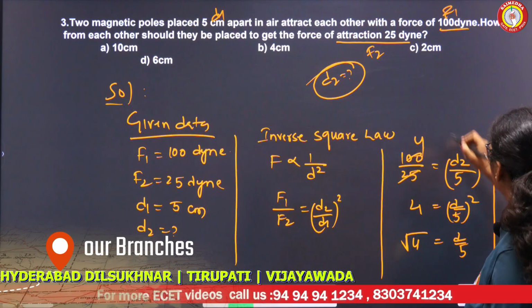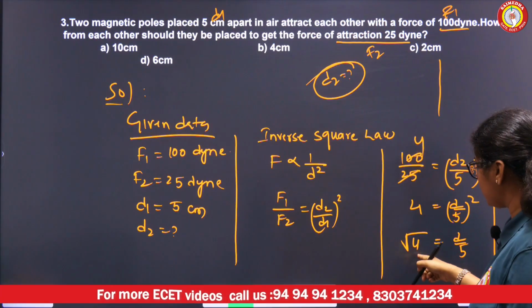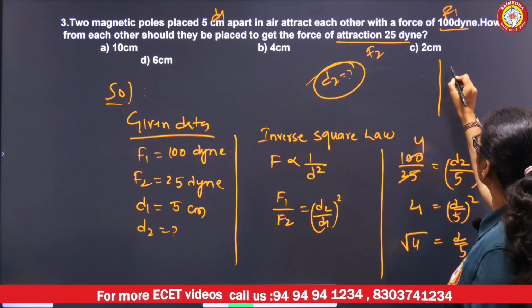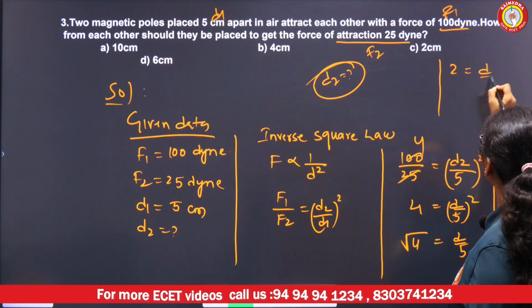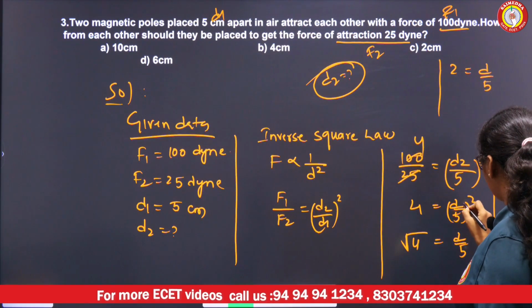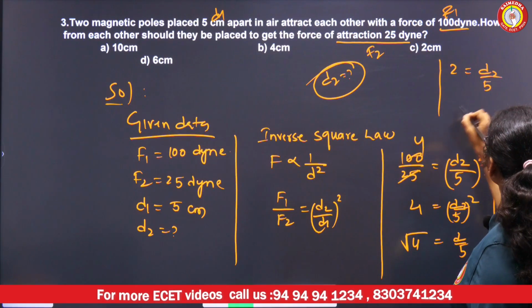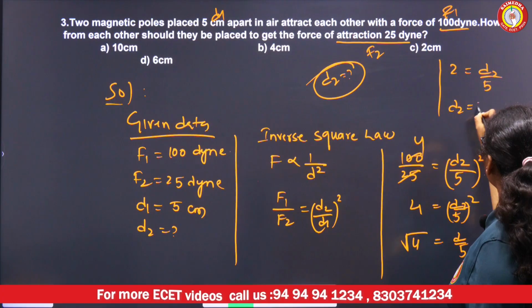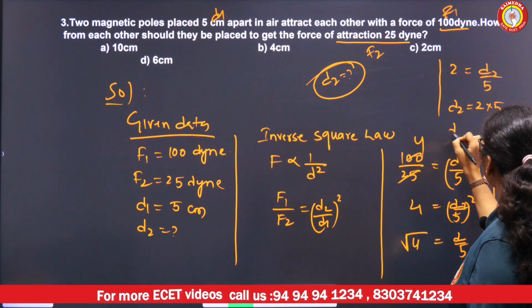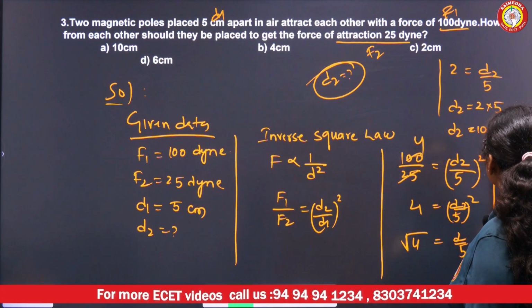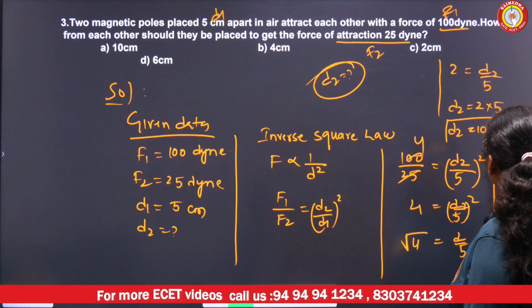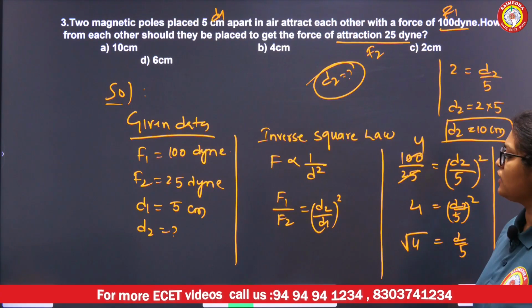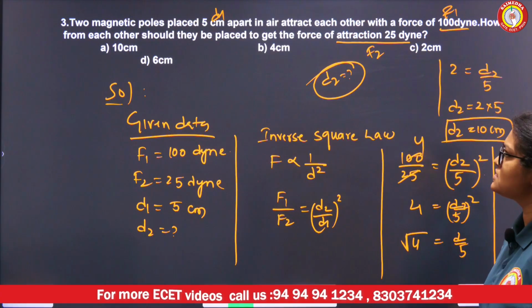So then d by 5 comes. Clear? I'll write here. Root 4 means 2. So 2 is equal to d2 by 5. So d2 is 2 into 5. So d2 is equal to 10 centimeters. Clear? So what did we get for d2? 10 centimeters.